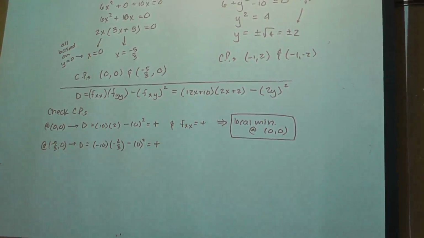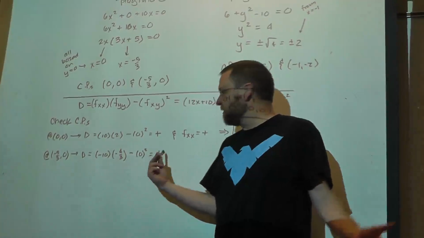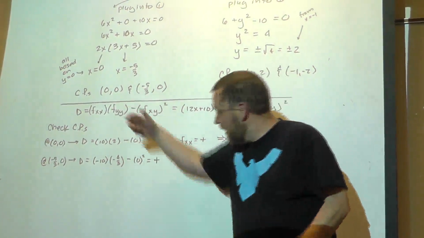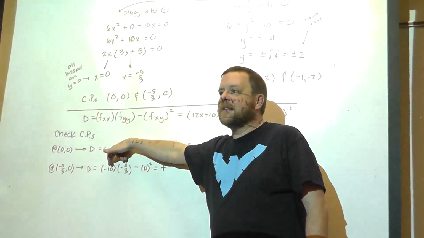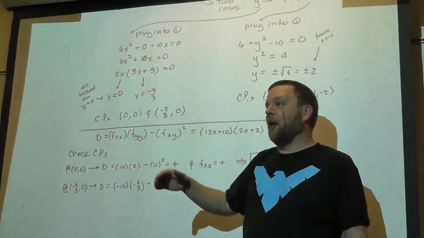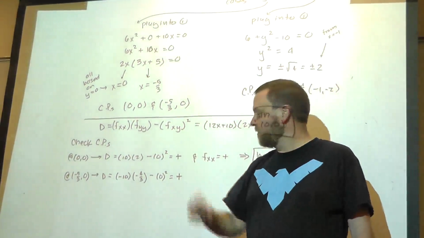Don't really care about the numerical value, but since this is subtracting 0 and you're doing negative times negative, you're getting a positive d value, so you possibly have a max or a min. Cross-reference it with that number. That fxx being negative means you're at the top of concave down in terms of the x concavity. So top of concave down is a maximum.